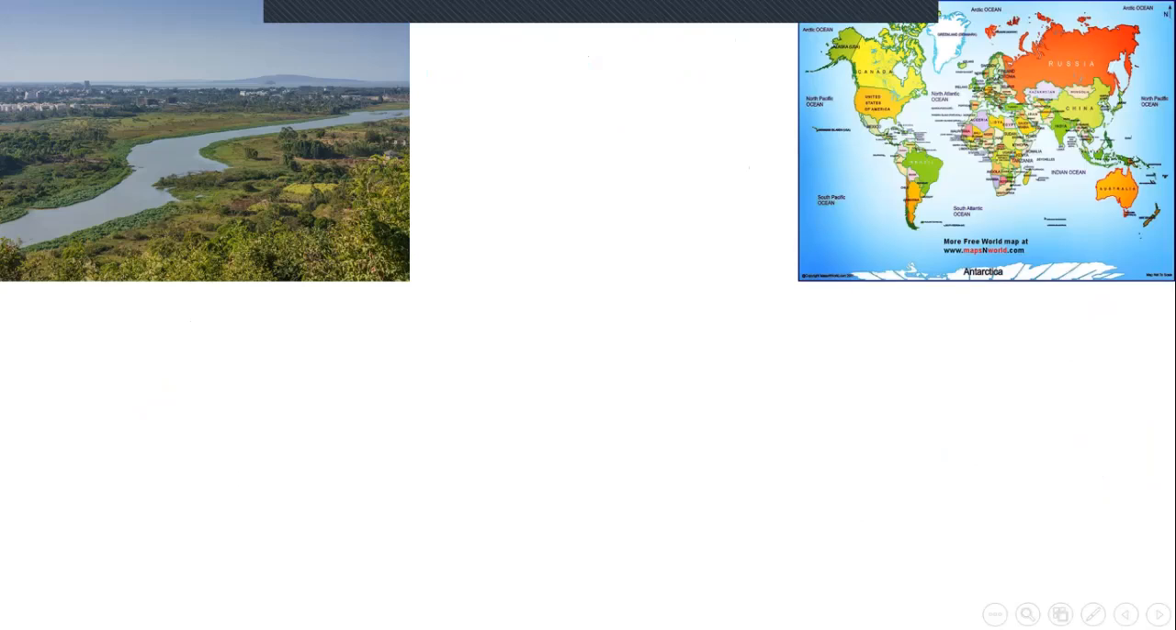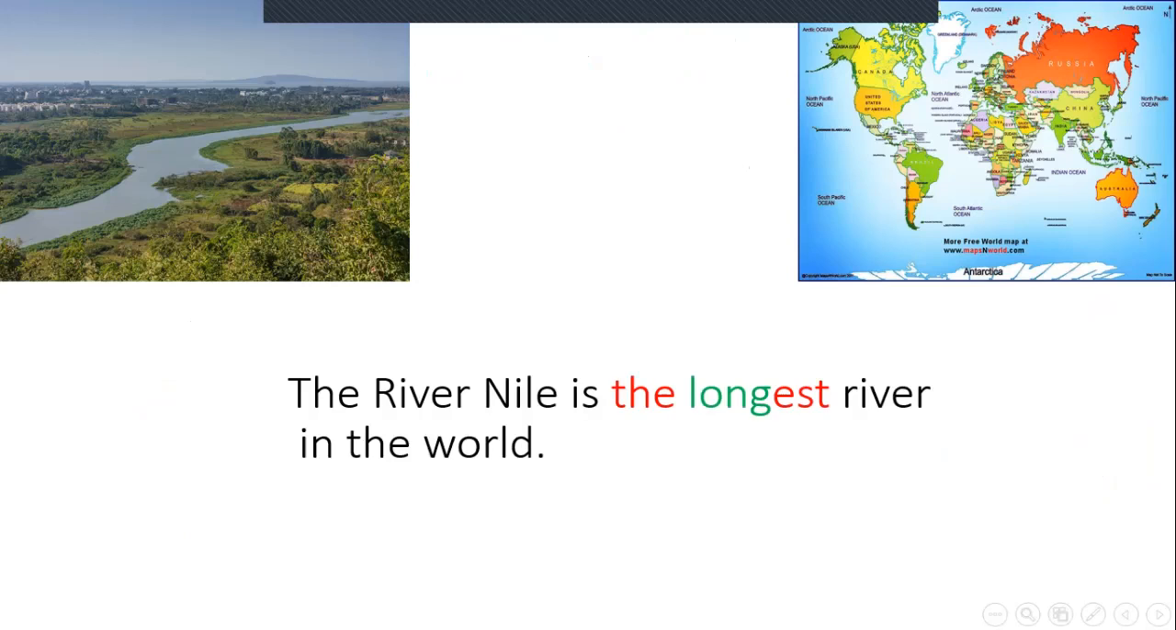Look at these pictures. This is the river Nile. I can say the river Nile is the longest river in the world. Here we compare between the river Nile and all the rivers in the world. Here also we use the plus short adjective long plus est. Here, my students, take care, we make superlative, not comparative, because here we compare between the river Nile and all the rivers in the world.